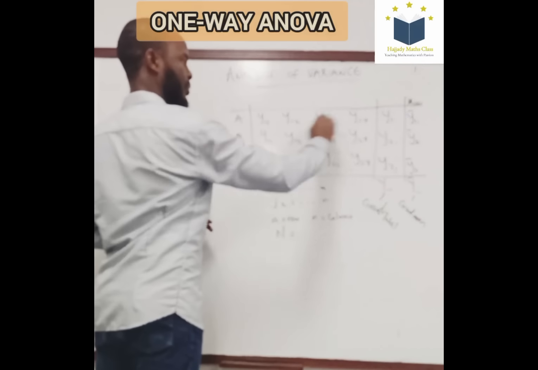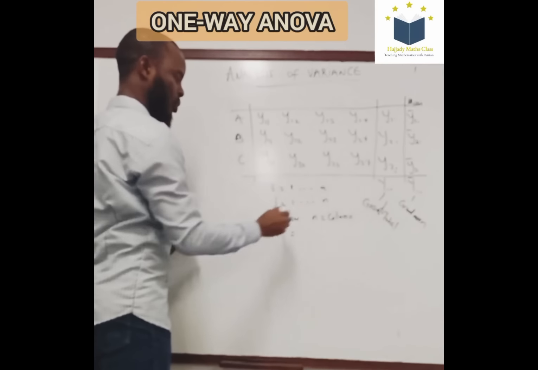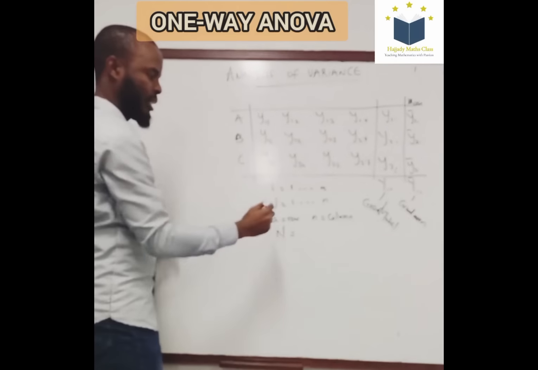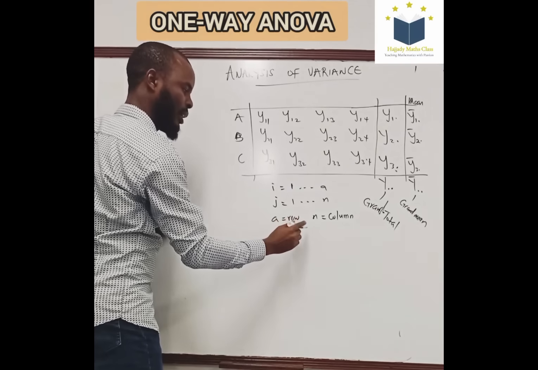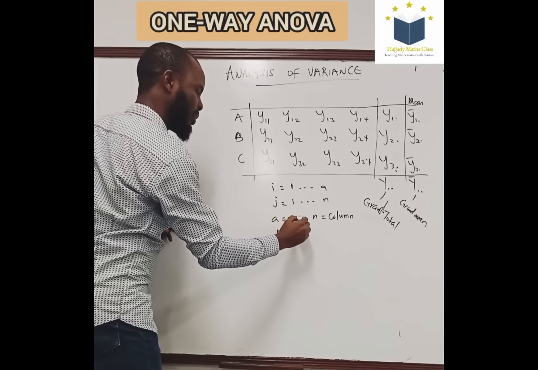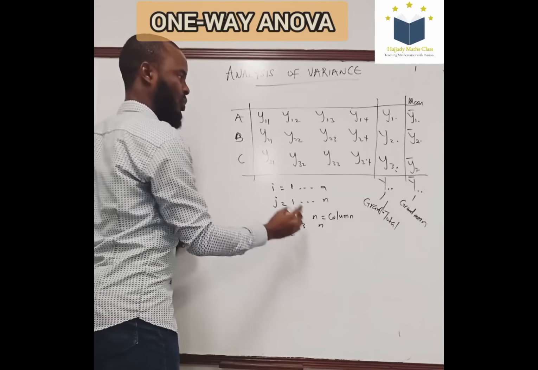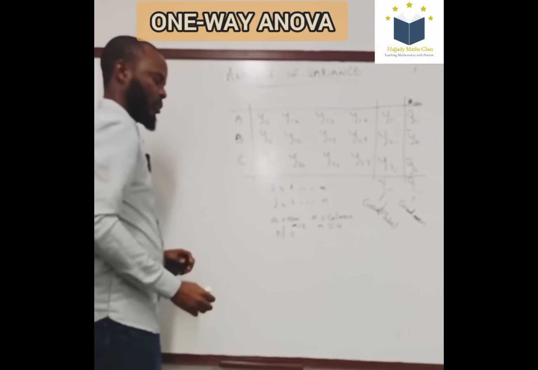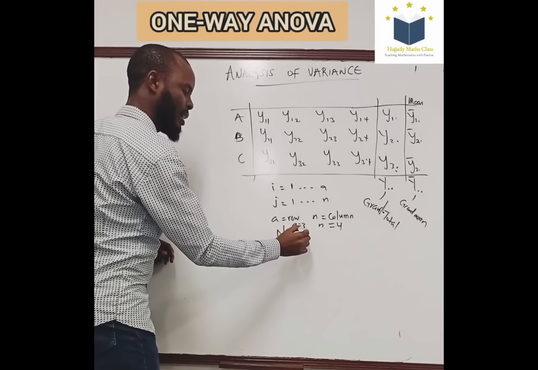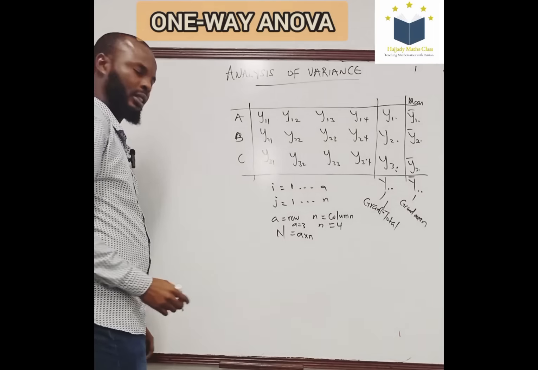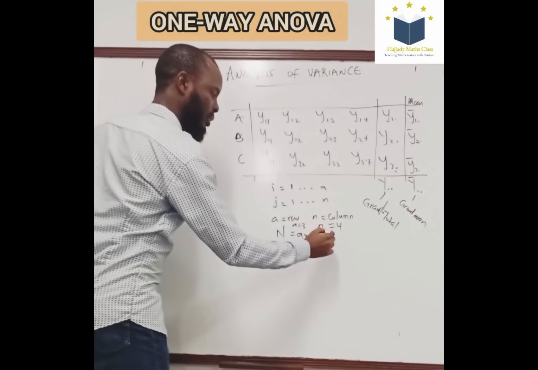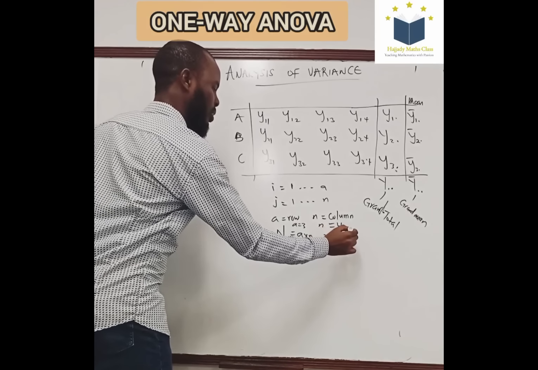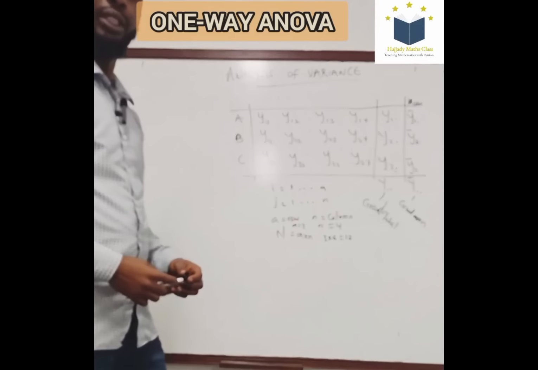So we have how many rows? 3 rows multiplied by 4 columns. In this experiment, A is 3, and n, which is the column, is 4 columns. So my N is the same thing as A multiplied by small n. So in this experiment, it is 3 times 4, which is 12 units.